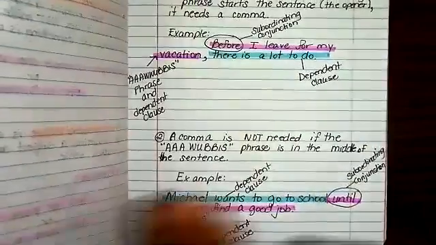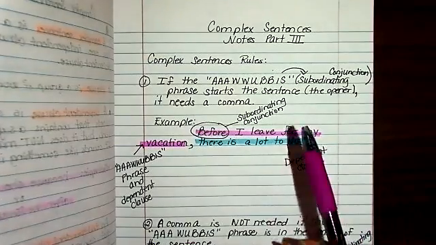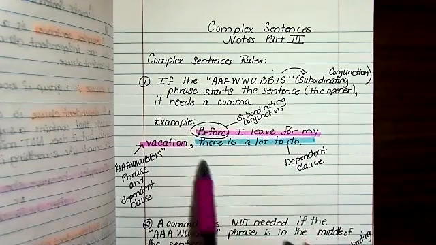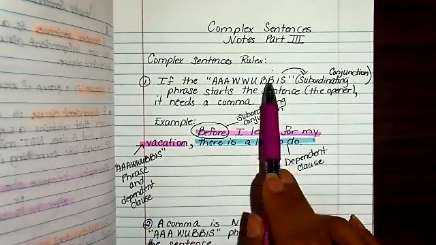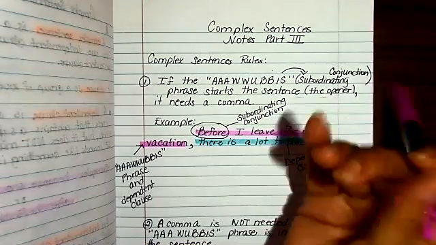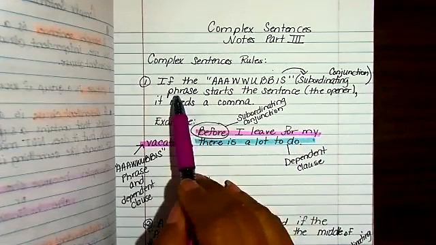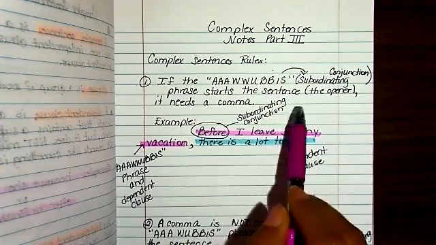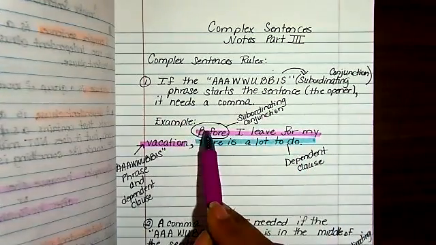Okay. Then your next part of your notes is really just going into detail on what your first notes were. So it says, if the awubis or subordinating conjunction, remember awubis is all those little words that are in your first page of notes. If the awubis phrase starts the sentence, the opener, we call it the opener, it needs a comma. So this is the opener in purple.